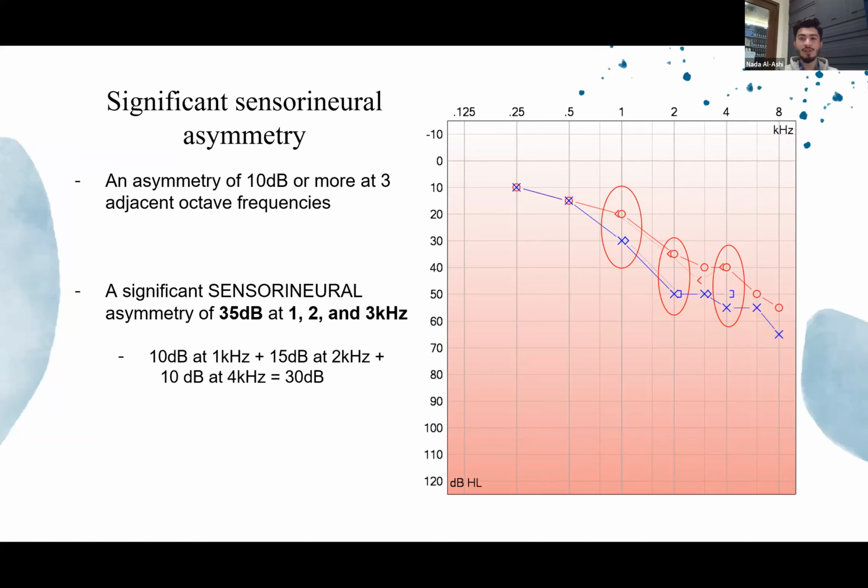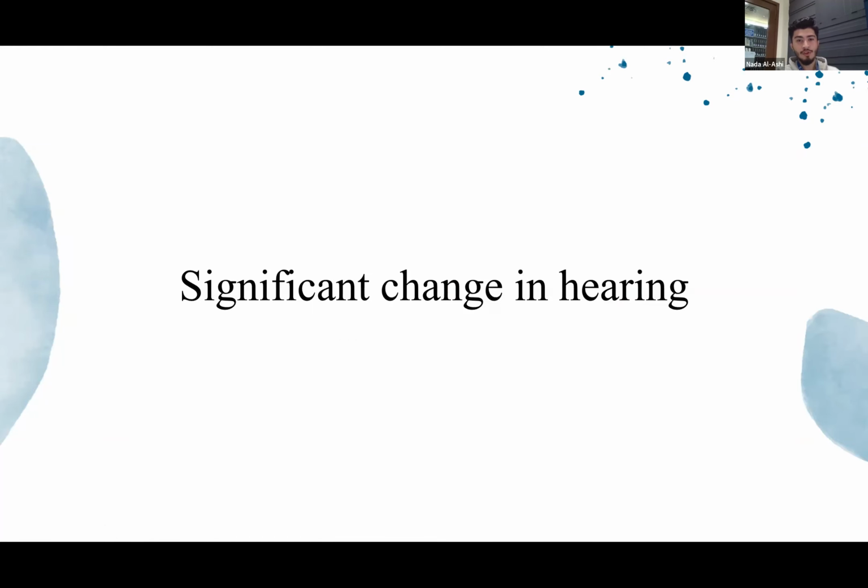Now you might be wondering why I didn't consider 3 kilohertz in this. The reason is because we look at adjacent and octave frequencies. So 1, 2, and 4 kilohertz are adjacent, and they are octaves because you have 1000, 2000, and 4000, which are all doubling. Now I'm going to go through another thing that we should always be looking for.